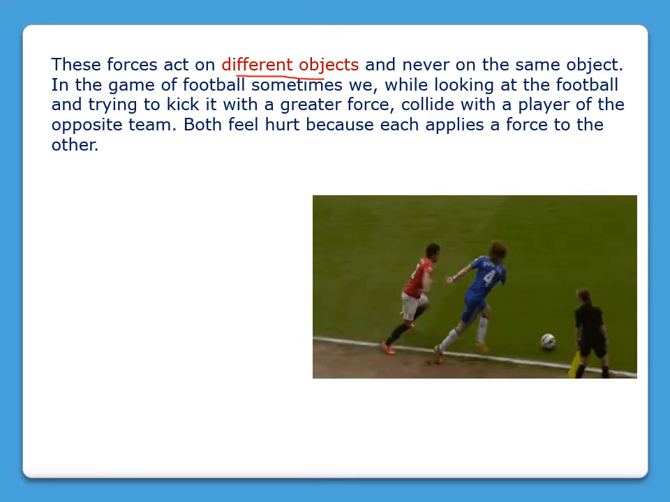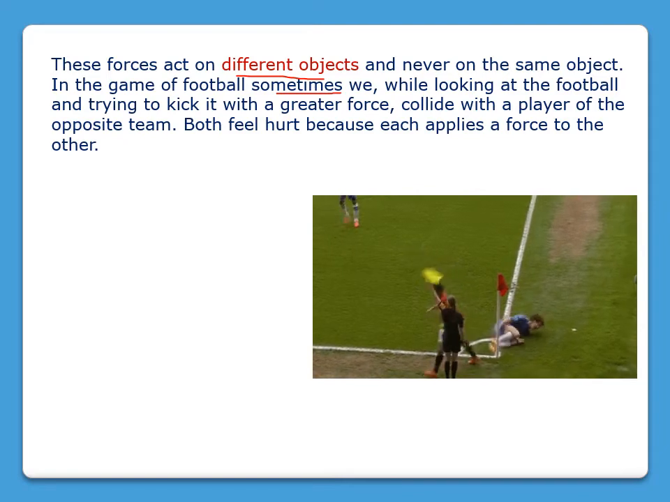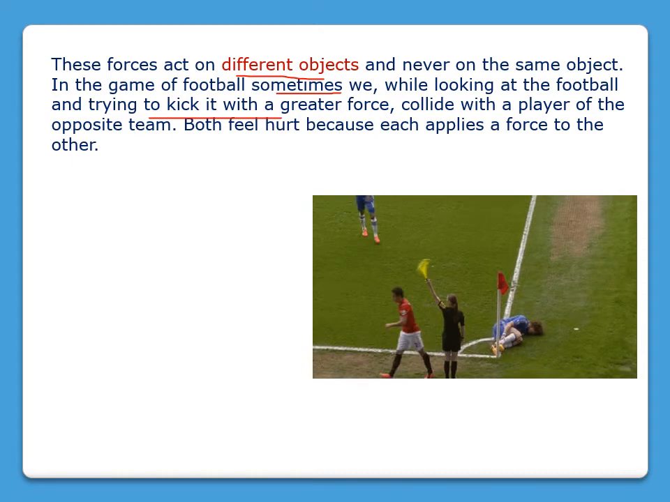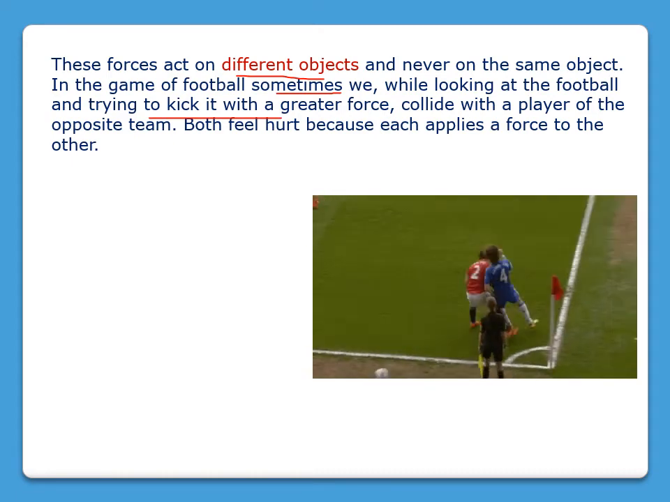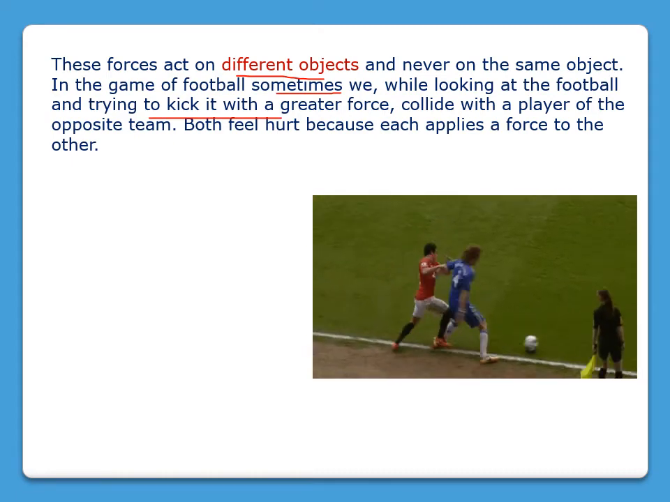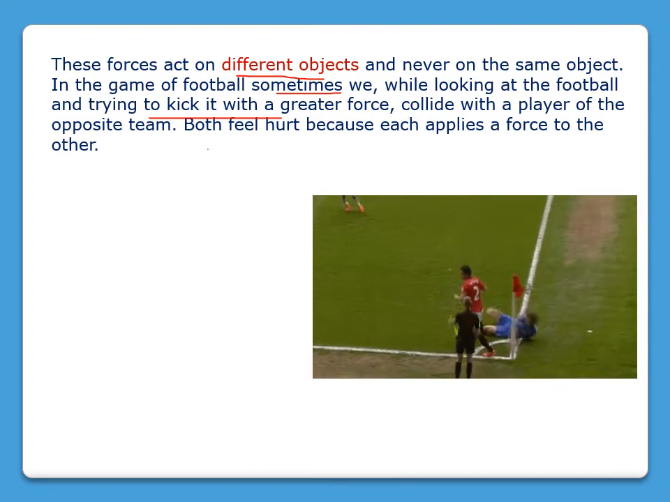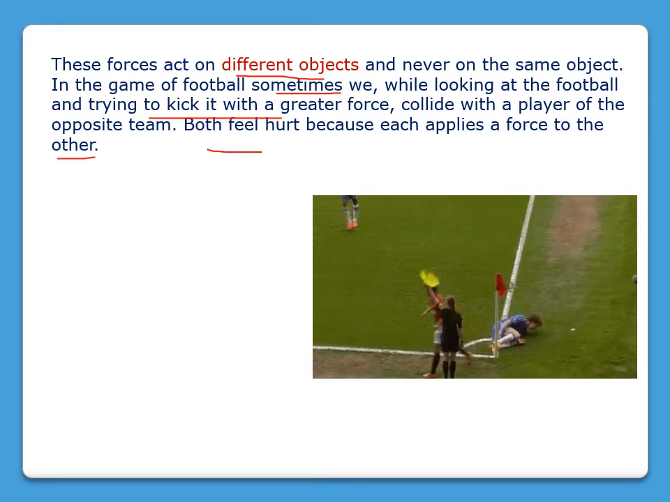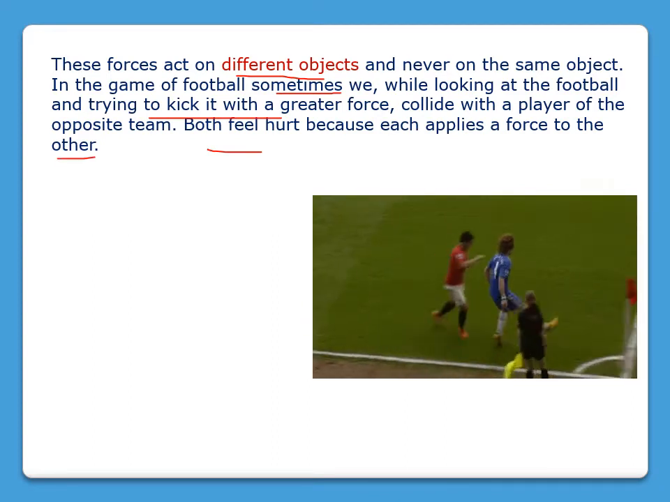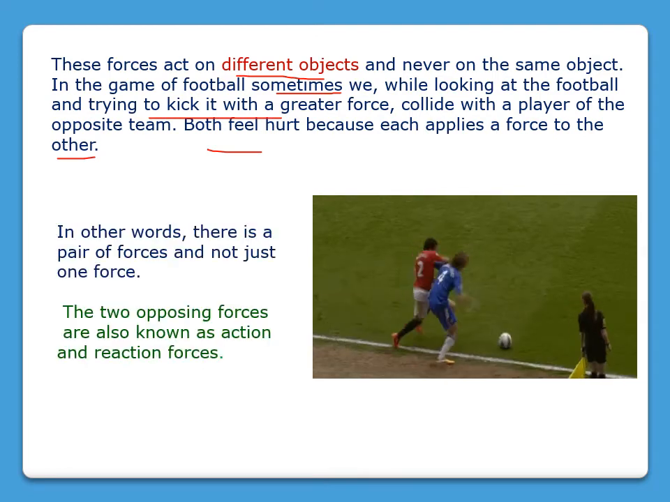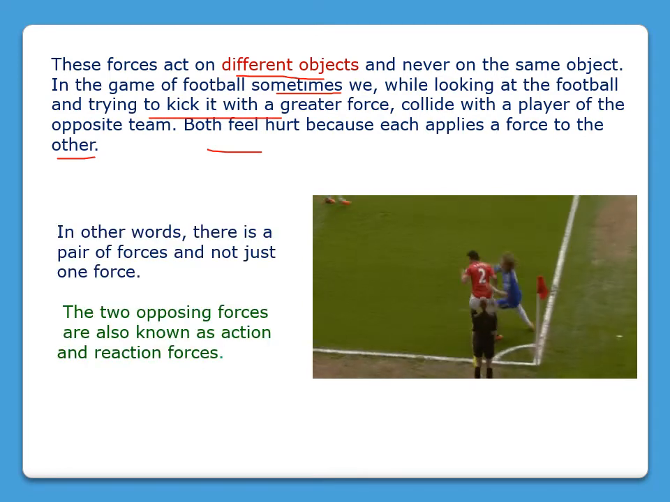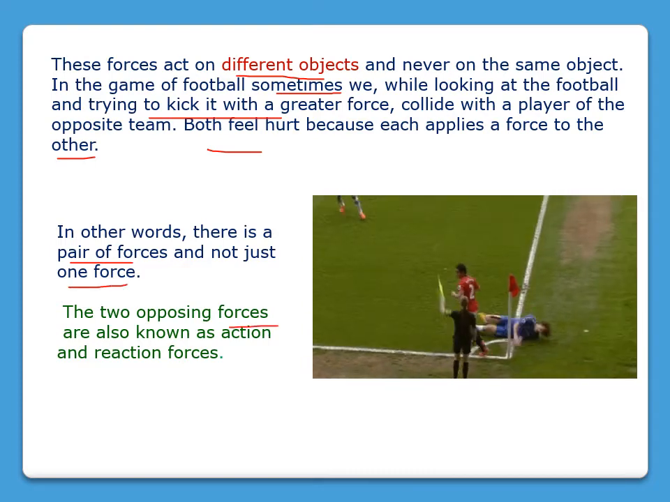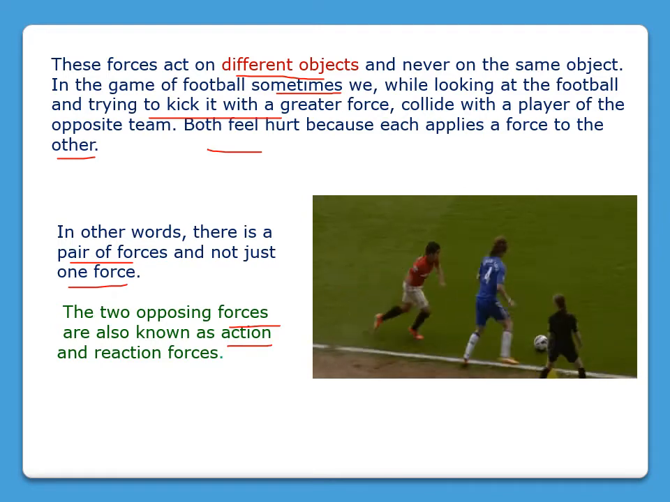In the game of football, sometimes we see that while looking at the football and trying to kick it with a greater force, the player of one team collides with a player of the opposite team. Both the players feel hurt because each one applies a force to the other. That is an example of the third law of motion. In other words, there is a pair of forces and not just one force, and the two opposing forces are also known as action and reaction.